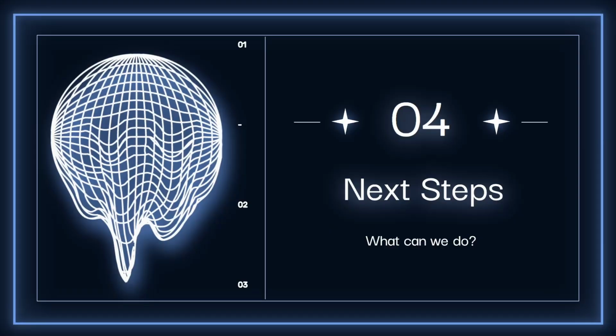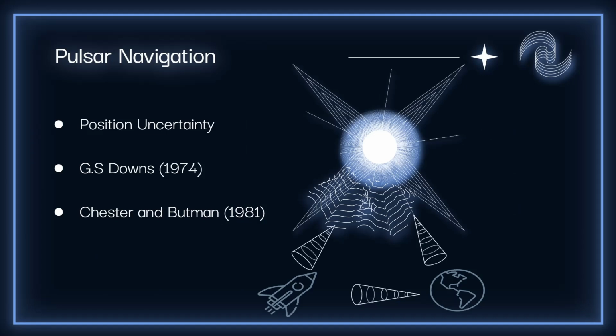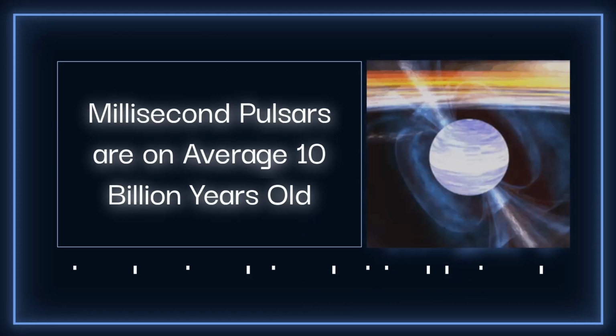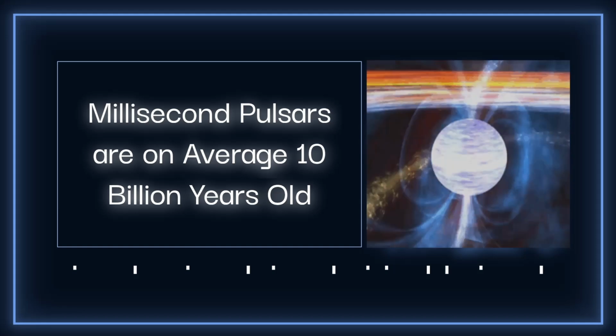There are many ways we might be able to detect gravitational waves in the future, such as using millisecond pulsar arrays to detect weak gravitational waves. Space navigation using pulsars was first theorized by G.S. Downes in 1974 with a 1,500 km error, later reduced to 150 km by Chester and Buttman in 1981 using X-ray pulsars. Modern applications focus on millisecond pulsars with a margin of error within 30 km.